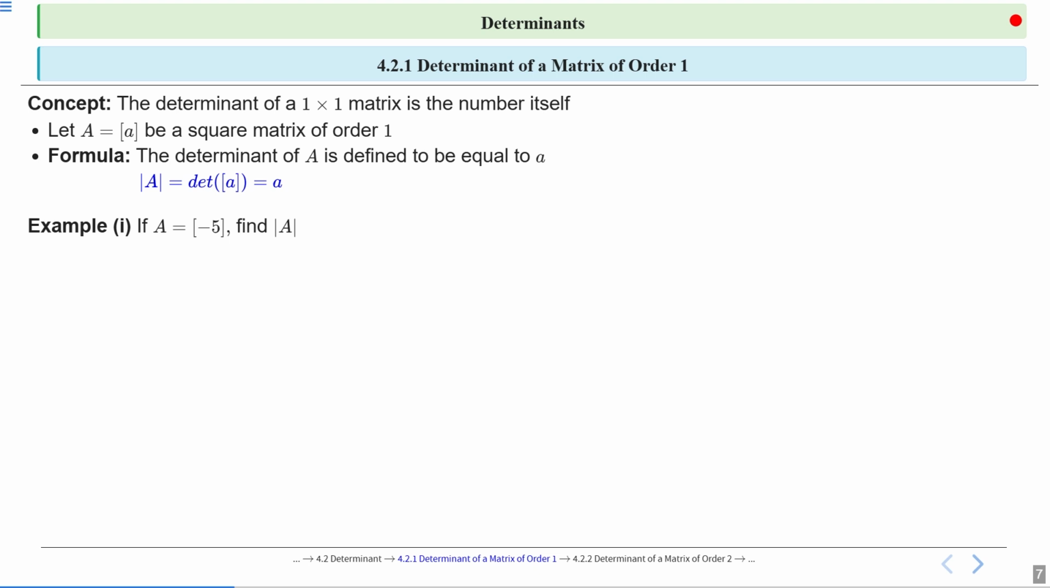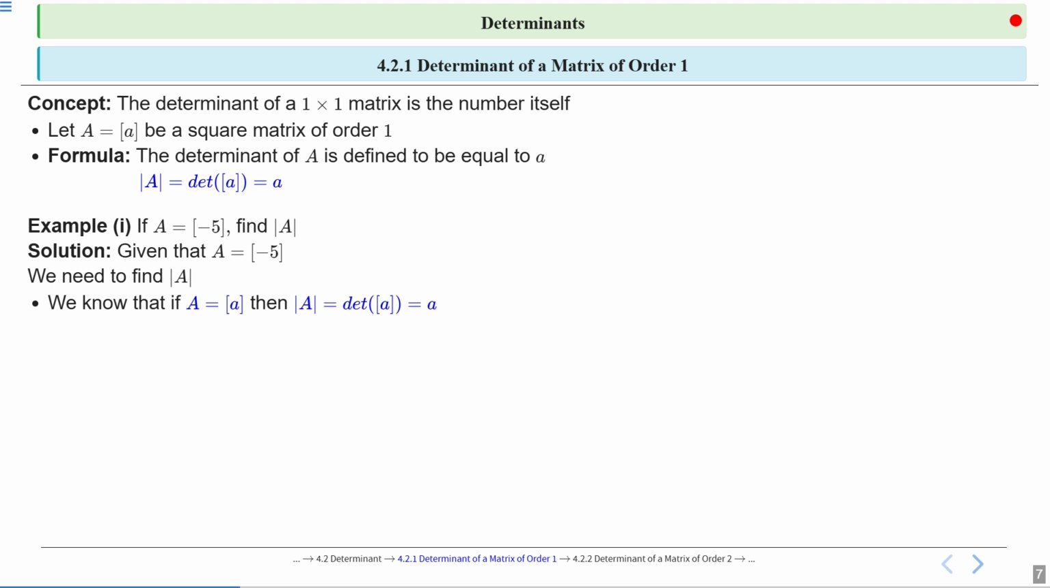Now for example, A is equal to the matrix minus 5. The order is 1 cross 1, that is 1 row and only 1 column. So there is only one element, that is minus 5. Then determinant of A is equal to that number. So determinant of A is minus 5. So if there is a matrix of order 1 cross 1, then the determinant is just that element.